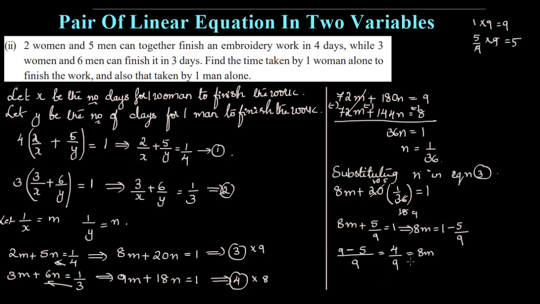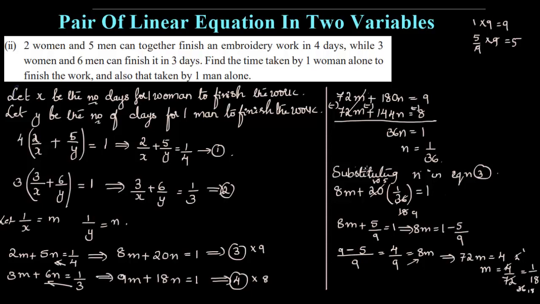4 by 9 is equal to what? 8m. So now let me just cross multiply here. So I am going to get here 8 nines are 72. m is equal to 4. So m will be equal to 4 divided by 72. 2 twos are 4. 2 threes are 6. Then 2 sixes are 12. Then 2 ones are 2, 2 eights are. So 1 by 18, you got it.